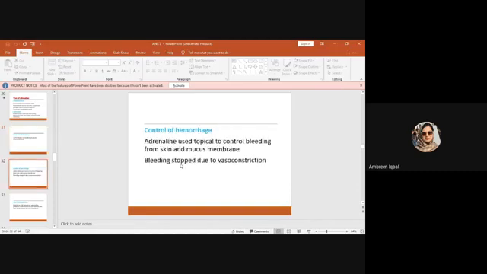The next is control of hemorrhage. As we said, there are alpha 1 receptors present on the blood vessels of the skin and mucous membrane. So if there is bleeding and blood is being lost, and adrenaline is used for this purpose, it is going to cause vasoconstriction and prevent the bleeding. The next, with local anesthetic.